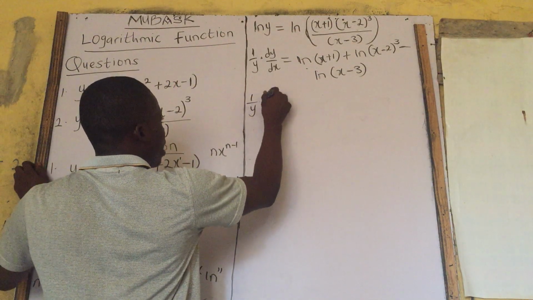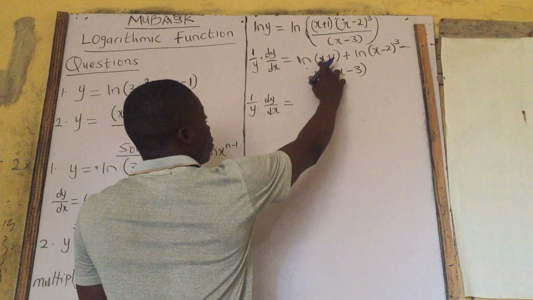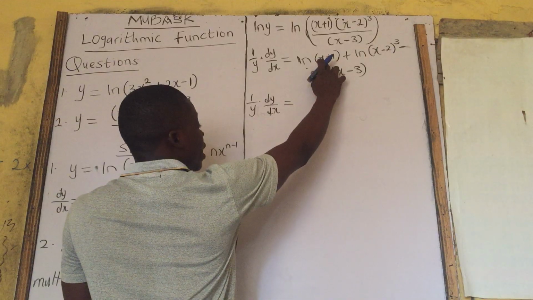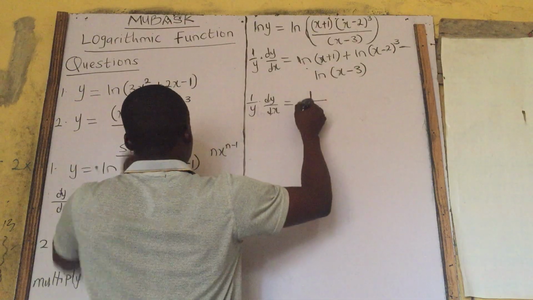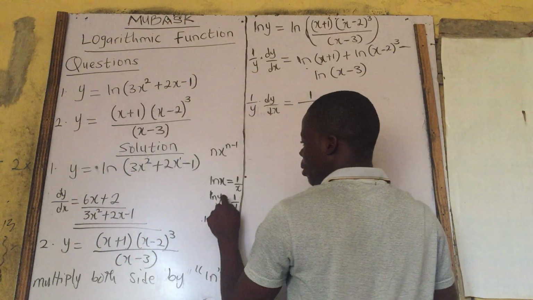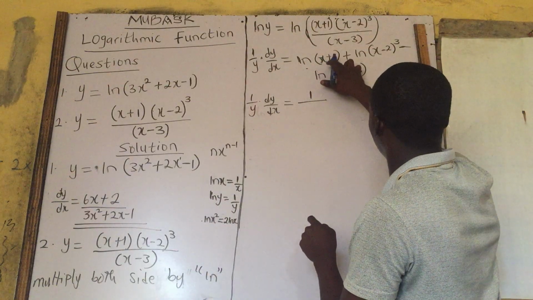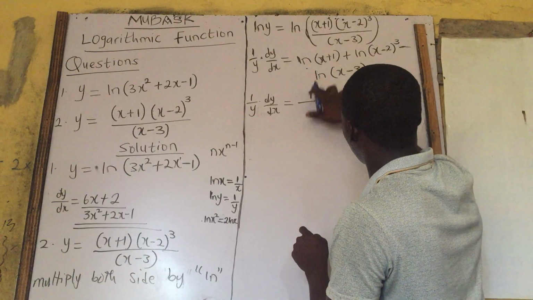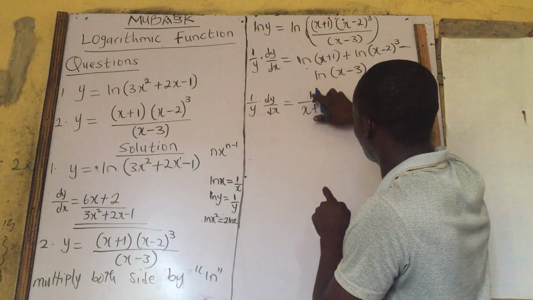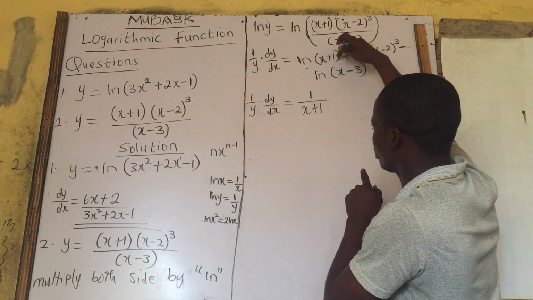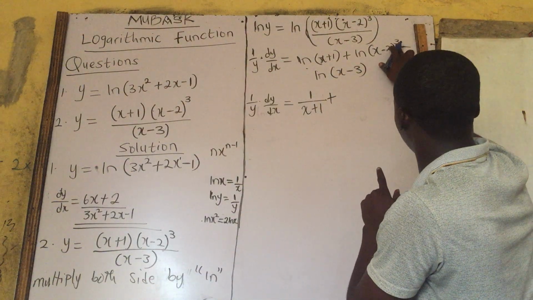One all over y multiplied by dy all over dx equal to, if we differentiate a variable, it will give us 1, constant is 0, divided by all this. The same method we applied in this place. If we differentiate natural logarithm x plus 1 only, it will give us 1 divided by x plus 1, because if we differentiate x it is 1, and if we differentiate this constant, it will give us 0 plus.